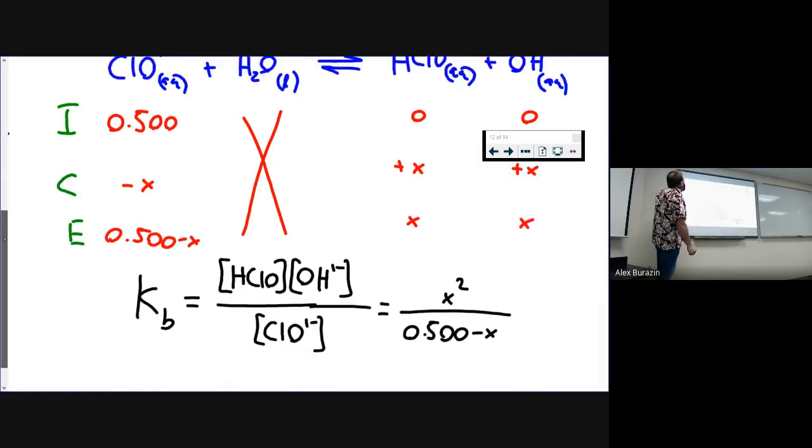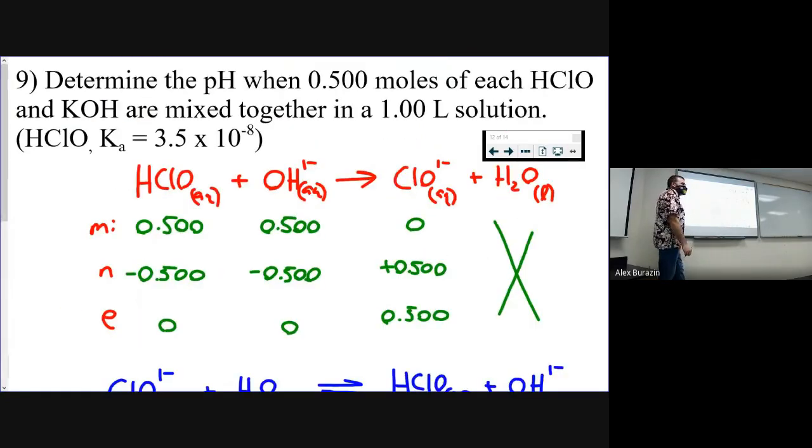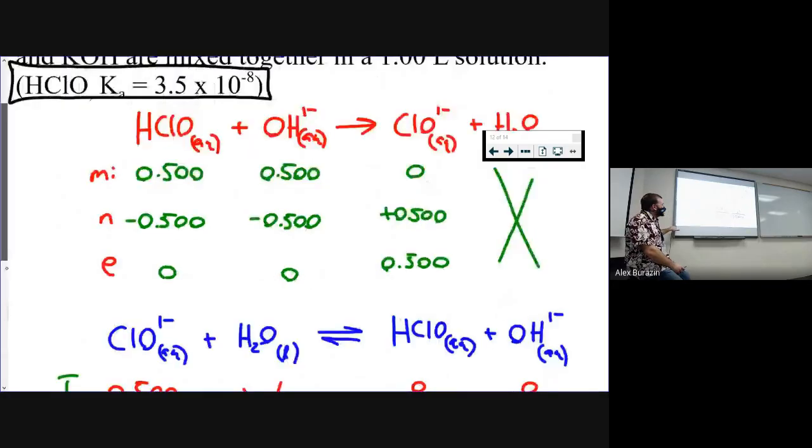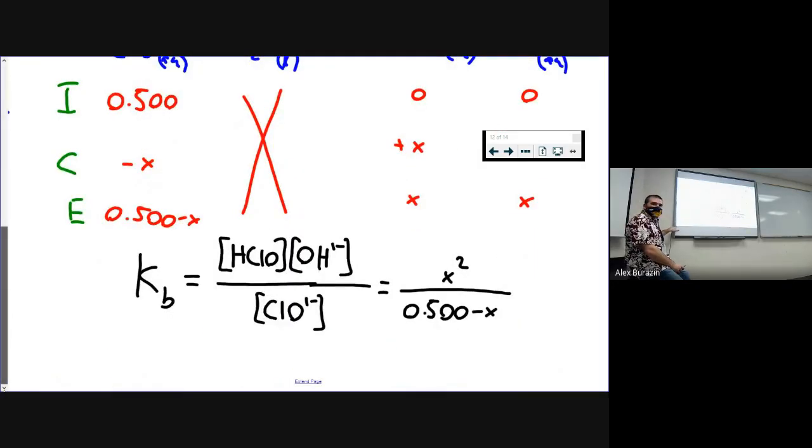Way back up here, that's the K value. Please listen. Way back up top, I gave you a K value. What did I give you? KA. What are we solving for down here? Uh-oh. How do I get from KA to KB?